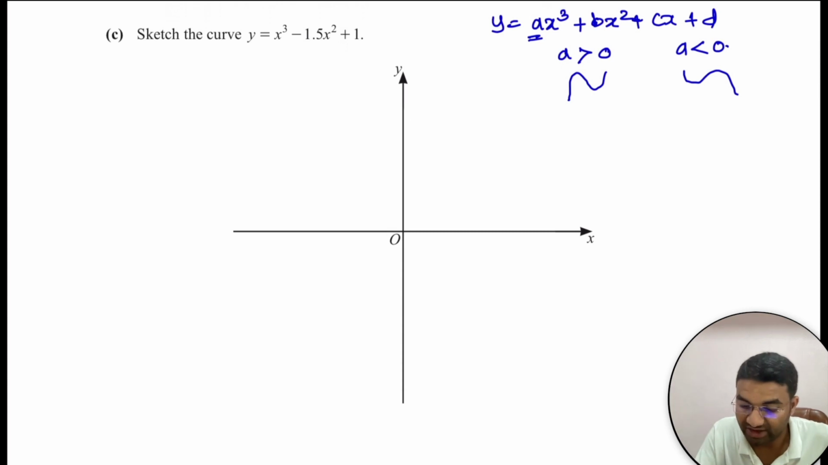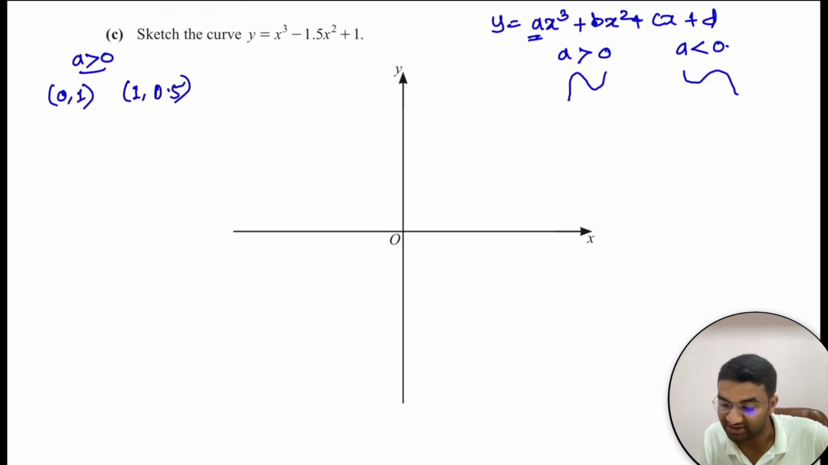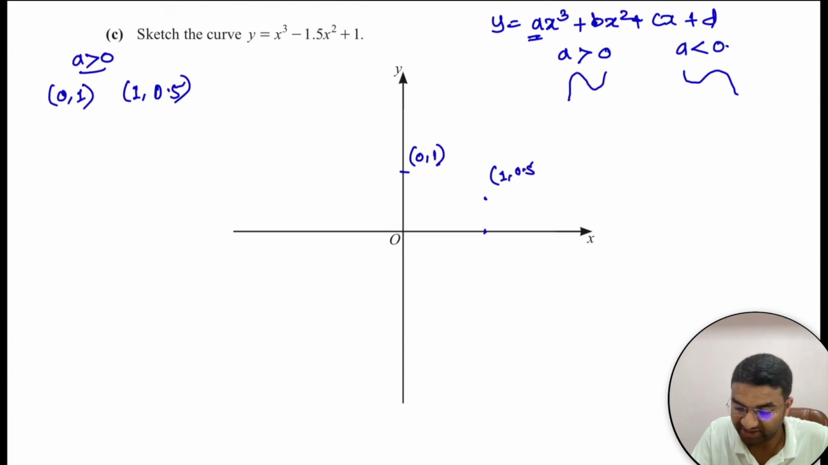Okay, here we have x cube minus 1.5 x square plus 1. So a is greater than 0 in this case because it's 1. And we got the turning points 0 comma 1 and 1 comma 0.5. These are the two turning points. Just locate those two turning points at least. Okay, so let's say here this is 0 comma 1 and the other point is 1 comma 0.5. So these are the two turning points we got.